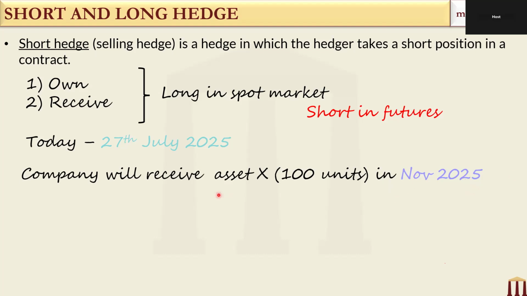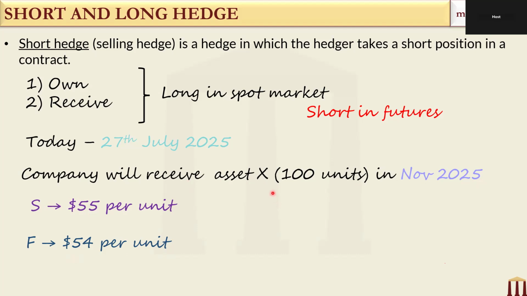Got it. So the company will receive asset X in November 2025. Now we are given that today the spot price is $55 per unit and the futures price of the November contract is $54 per unit. See, what is the risk for this company? If the company will receive asset X in November 2025, correct? Absolutely. The risk for this company is that the price might drop.